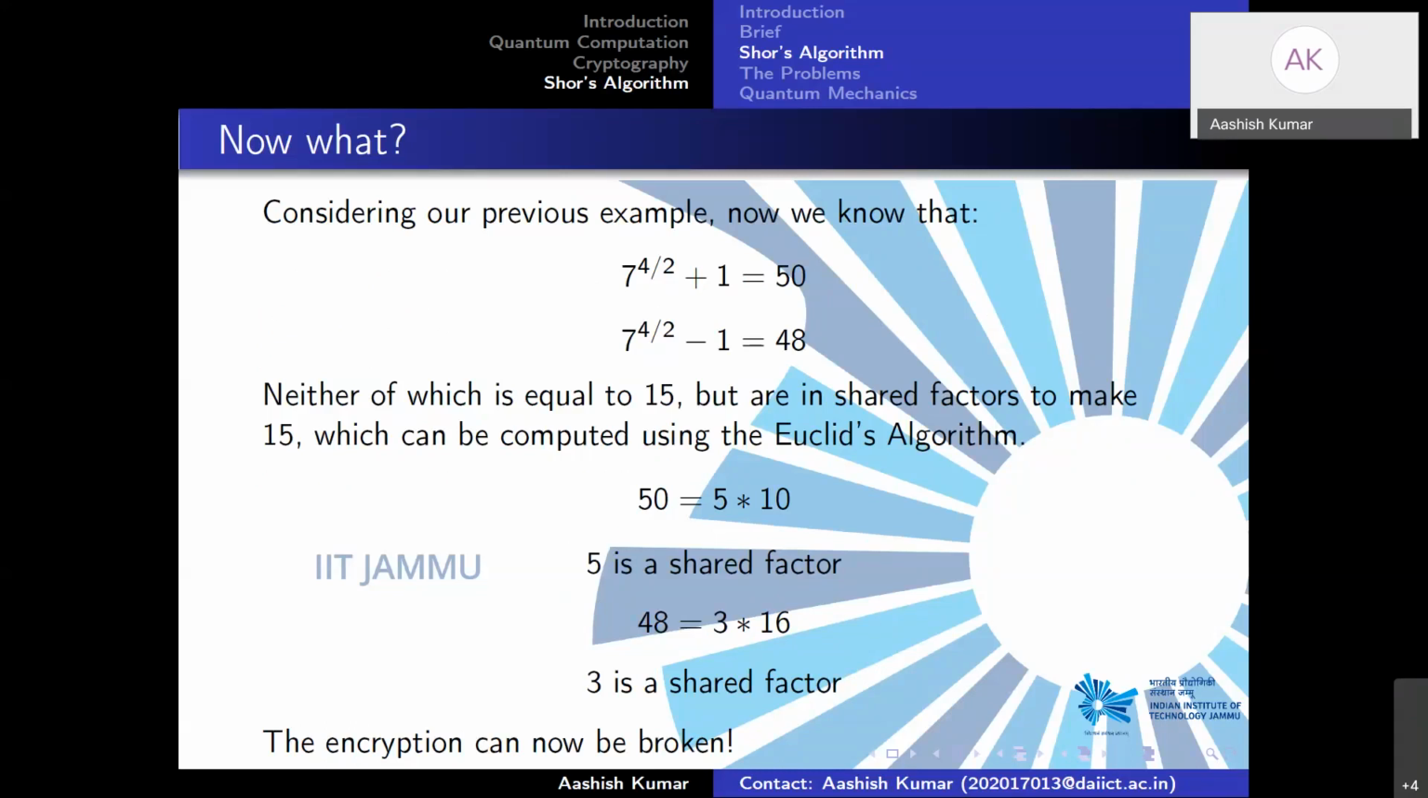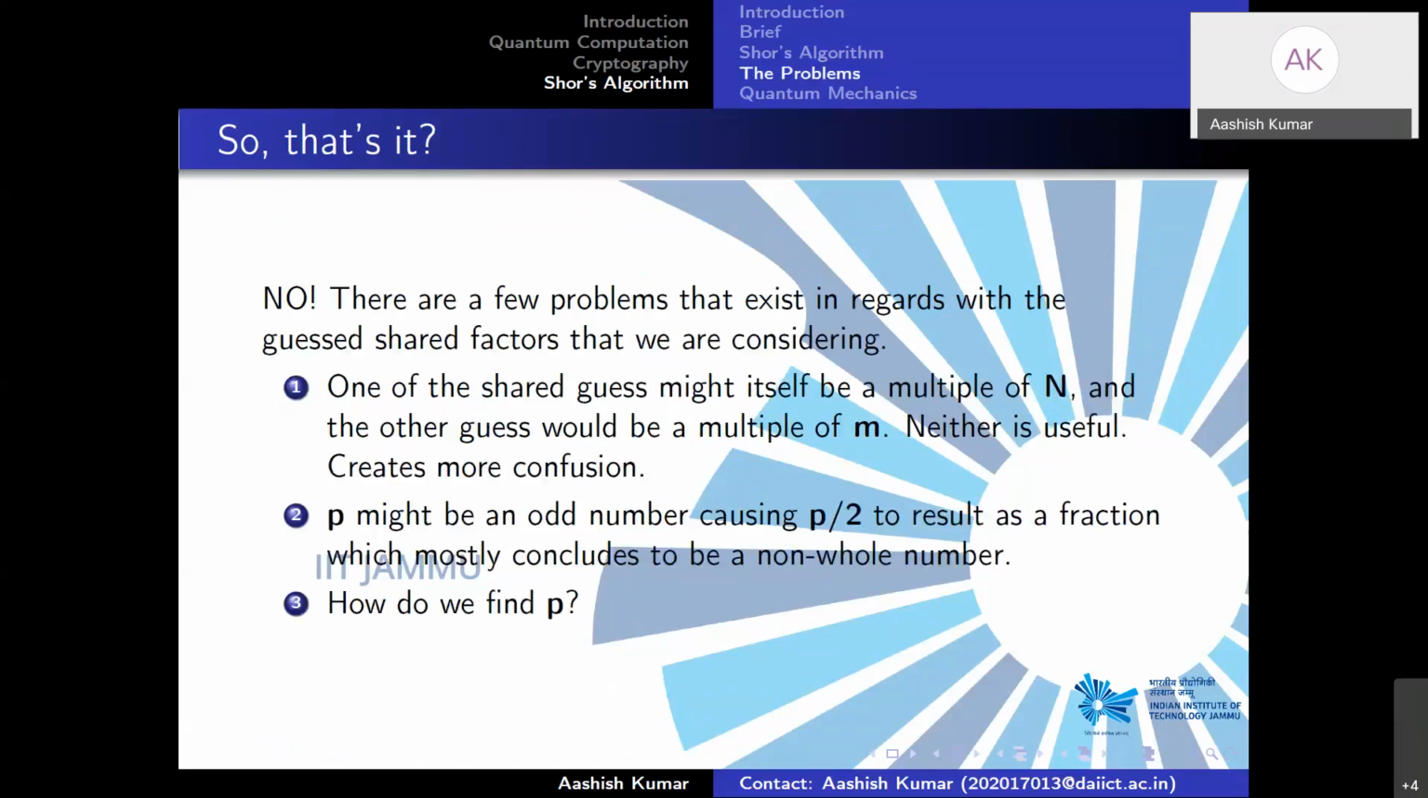So we know that 50 can be written as 5 into 10, and here 5 would be our shared factor, and 48 can be written as 3 into 16. Here 3 would be a shared factor. Okay, so now we have the factors. Now we can break the encryption. So that's it, I guess.